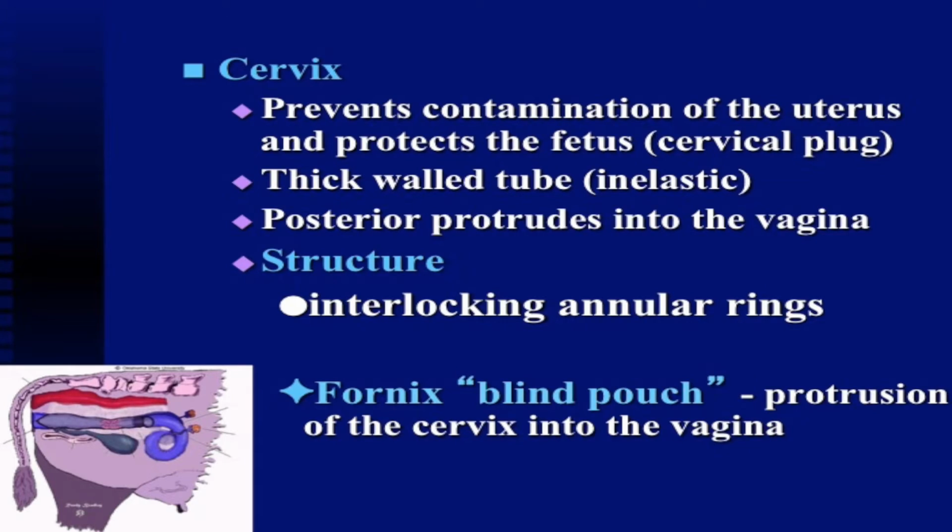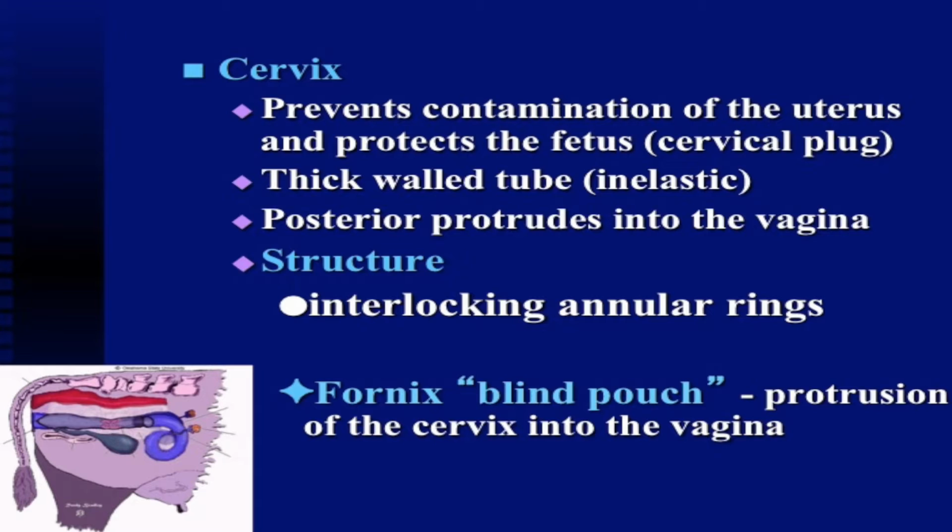The cervix prevents contamination of the uterus and protects the fetus. I always like to relate it to burglar bars. It protects the fetus from the outside world through a cervical plug, which is mucus, but also because of the overall design of the cervix. It's a very thick-walled tube. It feels kind of like a chicken neck, real gristly in appearance, and it has a lot of physical obstacles in addition to the mucus that prevent introduction of foreign objects.